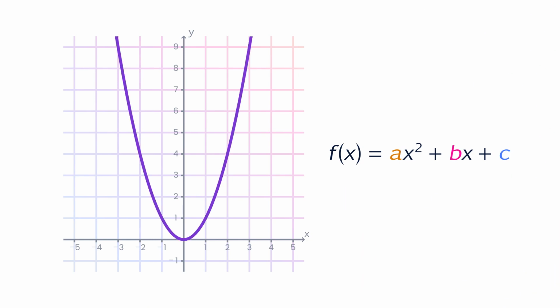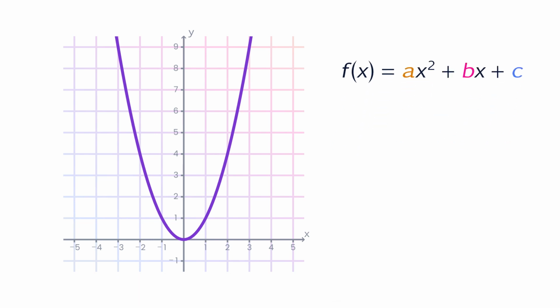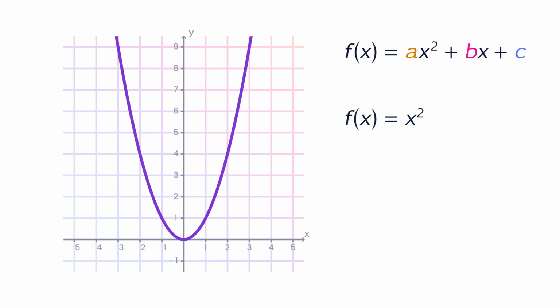Now, let's look at the graph of a quadratic function. Remember that a quadratic function is in the form f of x equals ax squared plus bx plus c. To start your journey, choose the simplest quadratic function there is, namely f of x equals x squared. Here, a is equal to 1, while b and c equal 0. This function is great for studying the role of the coefficient a.